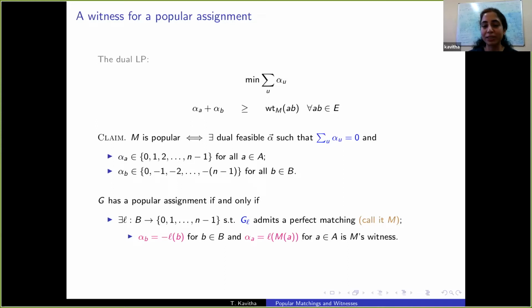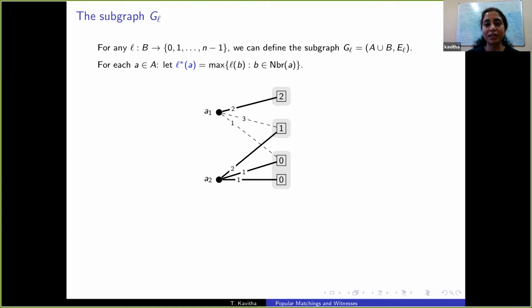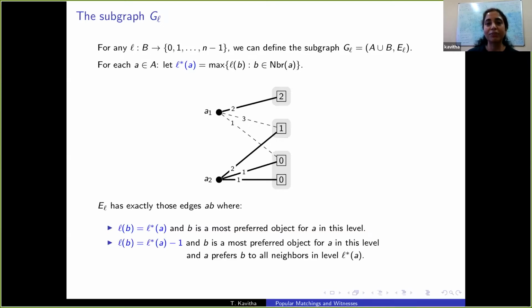So let's just recall what is this G sub L. Given any such function L, we can define the corresponding subgraph G sub L. For any agent, let's define L star A to be the highest level at which it has a neighbor. The edge set of this subgraph is exactly those edges AB between an agent and her most preferred neighbor at the highest level. And she's also allowed to look one level down, one level below the highest level. She can also put edges to her most preferred objects in this highest level -1, provided these objects are strictly preferred to her favorite objects in the top level.